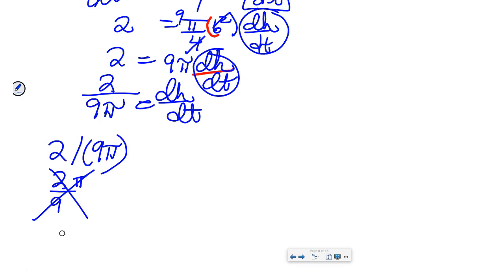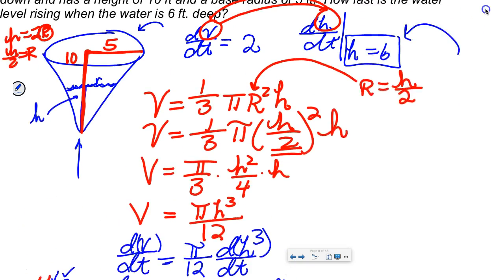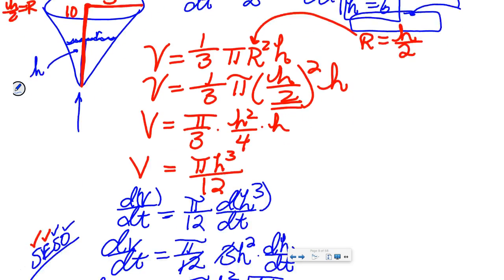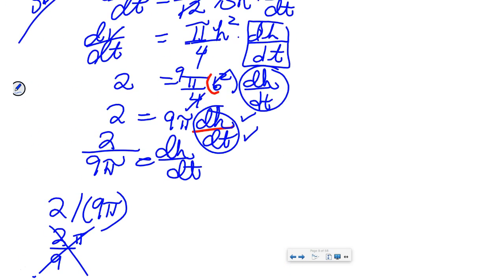Now, I also haven't given a label to it, and a label is very important. This is the rate that the height is changing over time, so I need to put my units for height over my units for time. So you have to go back up to the problem and take a look at what your units were. This is in feet and the unit of time is minutes. So I am going to label this feet per minute.